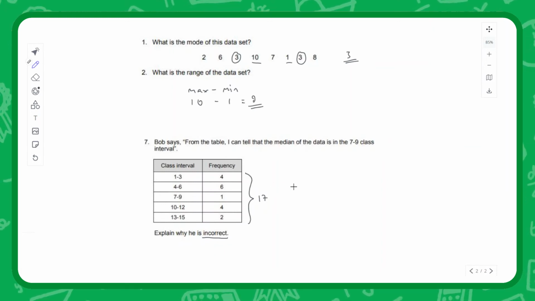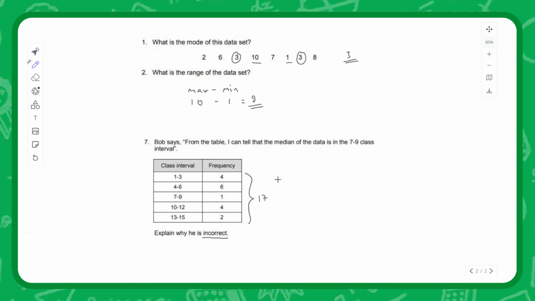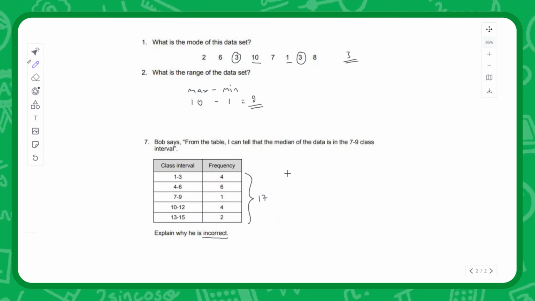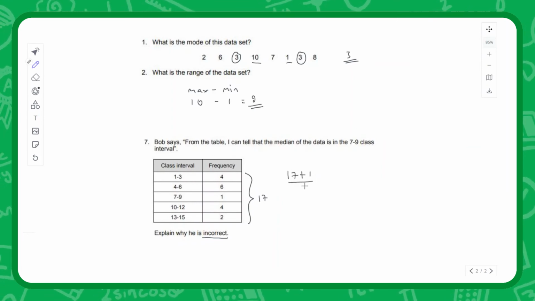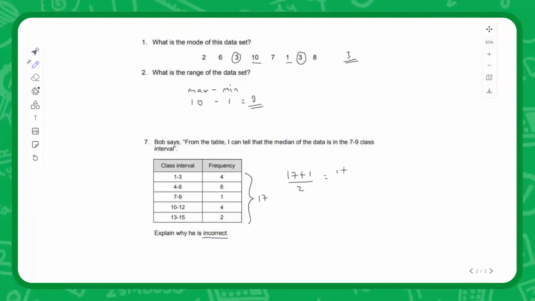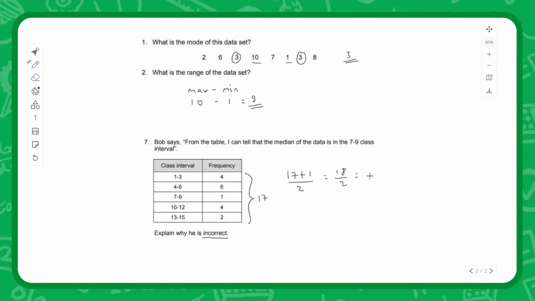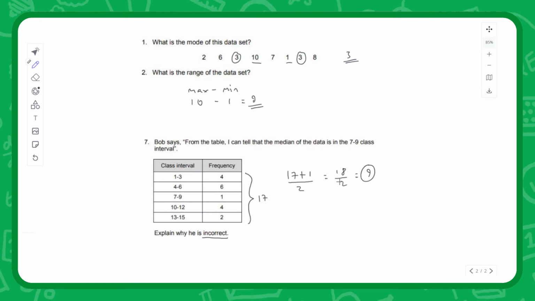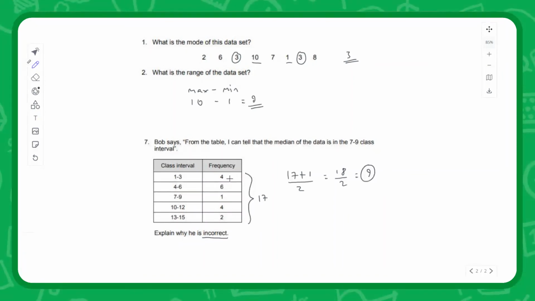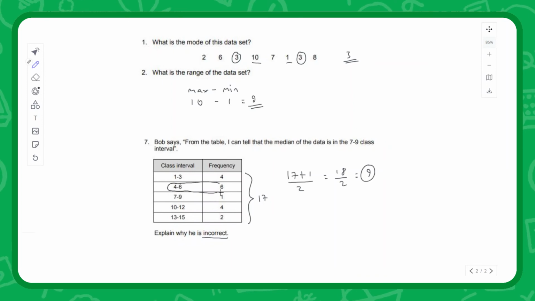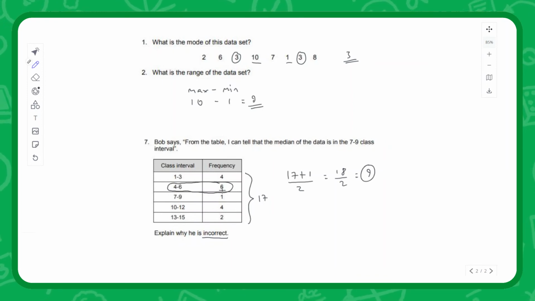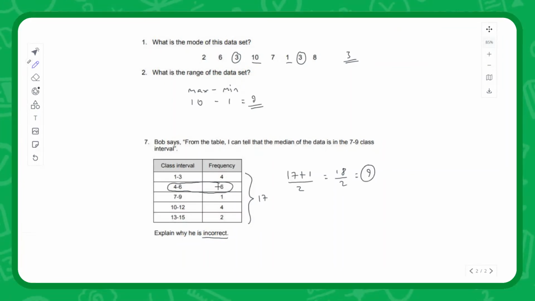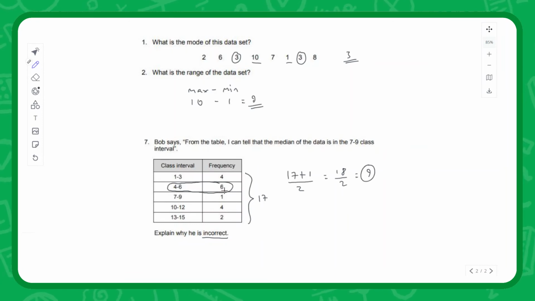And so we could put it into our formula if we wanted to, right? Our median point is going to be n plus 1 over 2. In this case, it's 17 plus 1 over 2. Well, 17 plus 1 is 18, and half of 18 gives me 9. And so I know the 9th number will represent my median number. Well, the 9th number occurs in this class interval, right? We've got 4 numbers in the first one and 6 numbers in the second class interval. And so the second to last number in this class interval would represent my median.